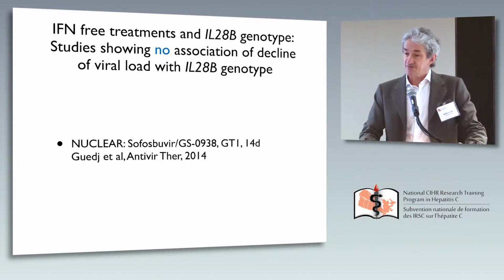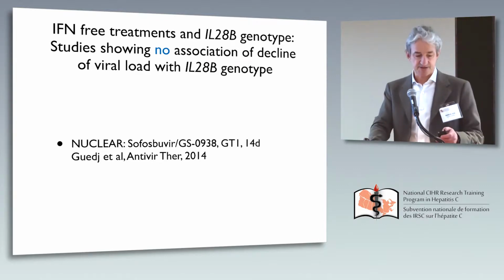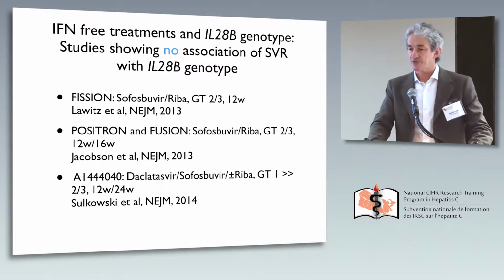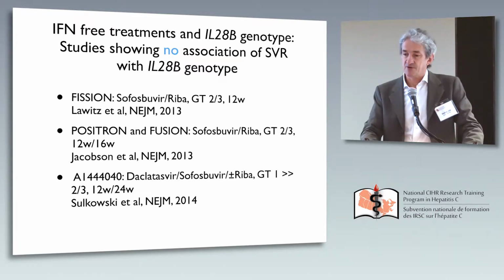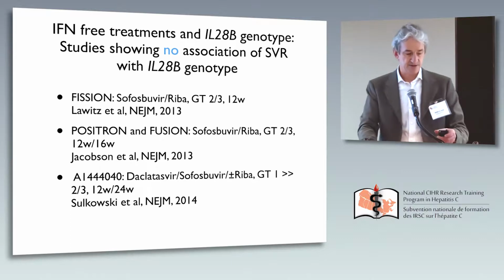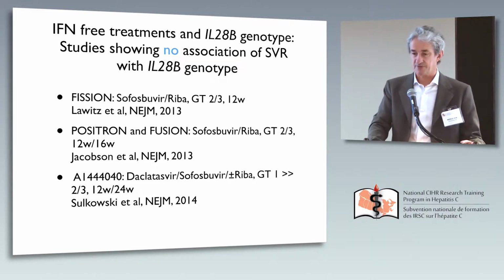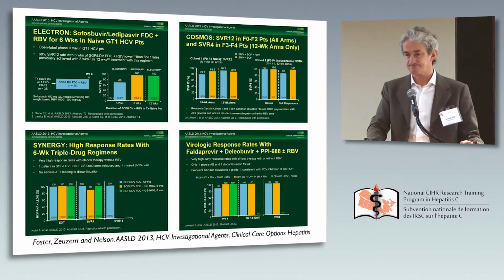But there is also evidence to the contrary. This is one study, also published very recently, that found no association of the decline of viral load with IL-28B genotype. And then there are a number of studies published last year and this year that showed that there is no association of SVR with IL-28B genotype, and I have summarized them here. Many of you probably know these studies.